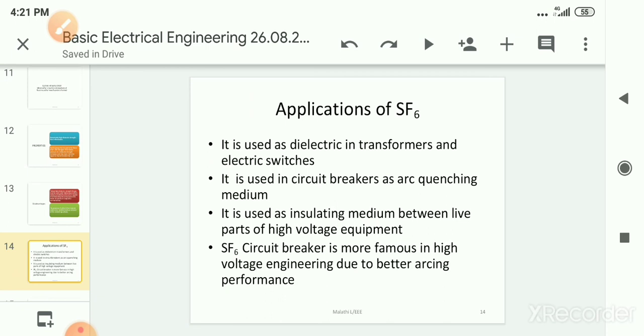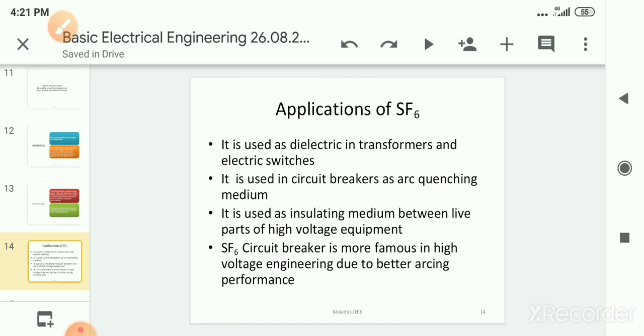Also, due to its compactness between live parts, not much space is needed. So SF6 gas insulated substations are very famous. So up to now we have studied the different types of insulating materials. We covered all the insulating materials: solid state, liquid state, and gaseous state. All of them have different applications in our complete electrical engineering applications.